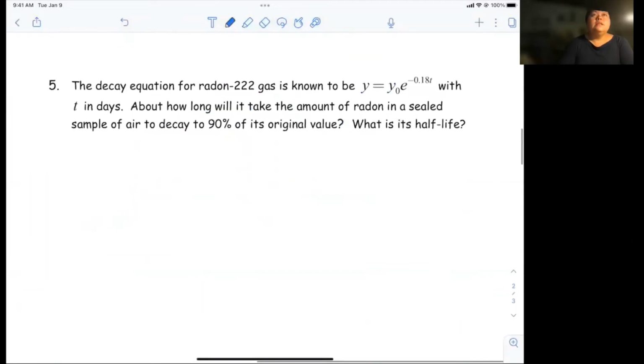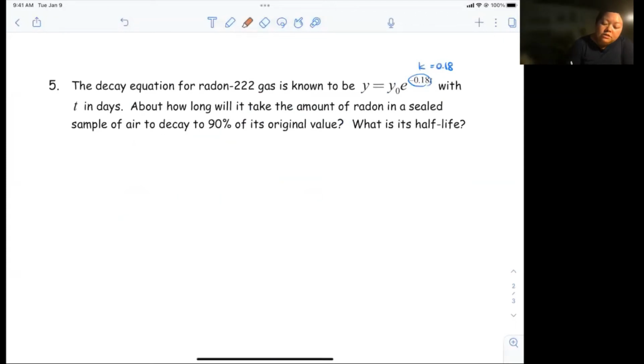All right. The next problem says the decay equation for radon 222 gas is known to be this equation. And this is my k, right? But because it's decay, my k is negative 0.18. The negative just tells me it's decay because it's going down. The k itself is the 0.18 with t in days. About how long will it take the amount of radon in a sealed sample of air to decay to 90% of its original value? What is its half-life?